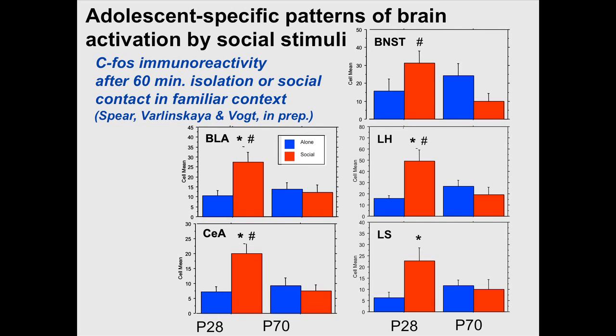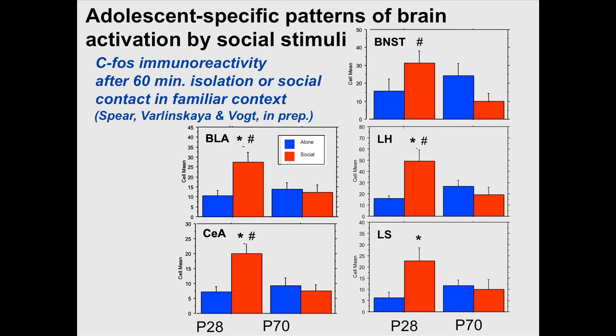And what we found is a completely different pattern of brain activation in the presence of social stimuli in adolescence than what we saw in adults. So this was mind-boggling to us. We looked at 15 regions of interest that we had identified beforehand, based on where we thought we might be seeing ethanol effects.